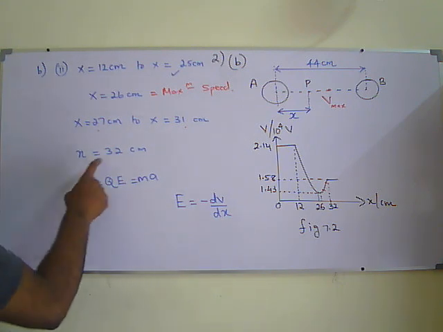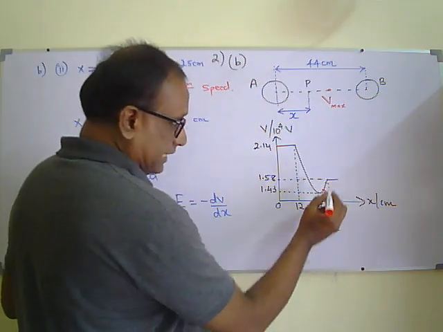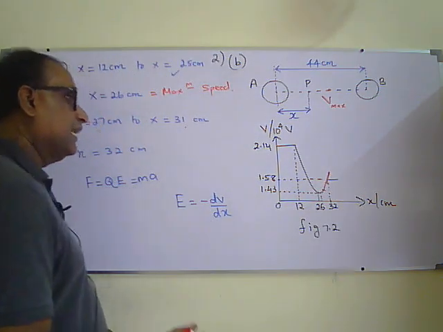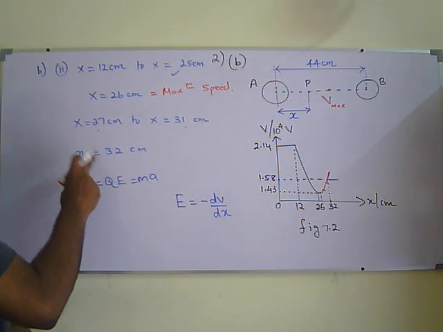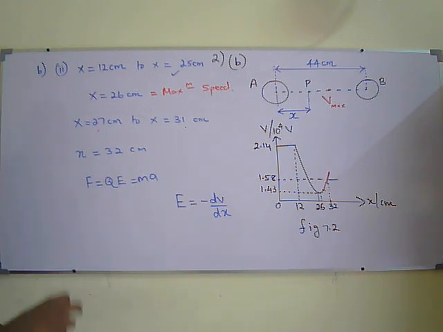Right, at 32 centimeter, at this point, say if you draw a slope here, still it's decelerating. So you can say at 32 centimeter, still it is slowing down or decelerating. Okay, at 32 centimeters, still it is decelerating. That is the answer for this part of question number 2.